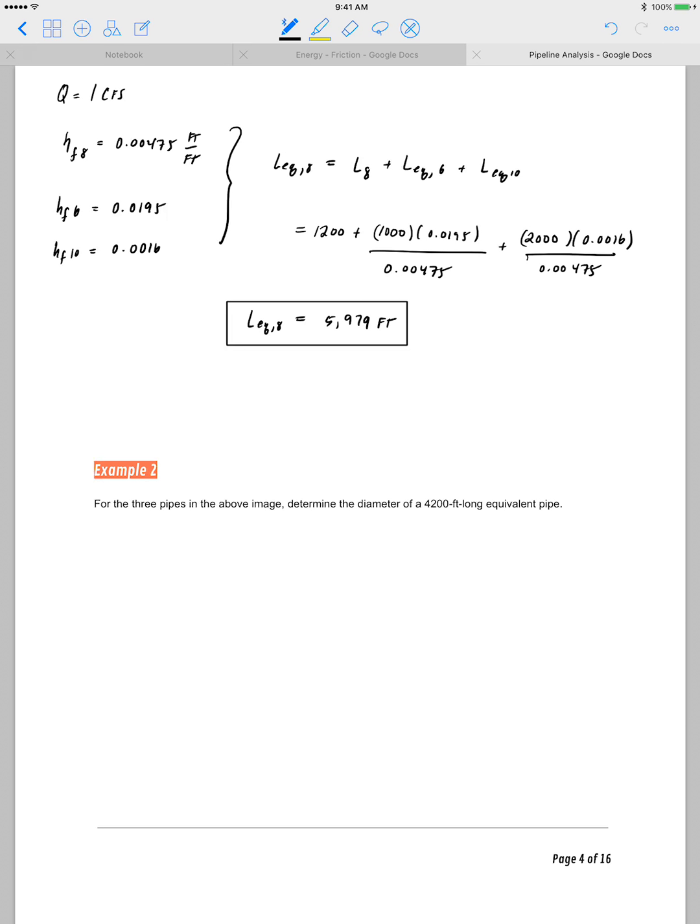For the 3 pipes in the above image, determine the diameter of a 4,200 foot long equivalent pipe. Okay, so we know that C is equal to 120. And we said that Q is equal to 1 CFS. We're gonna keep with that. Well, I bet if we can solve for the diameter, if we use the Hazen-Williams equation, and already have a value for the friction loss, we can solve the friction loss by hand, plug it into the Hazen-Williams equation, and back calculate for the diameter. That makes sense. You have to be able to see these things.